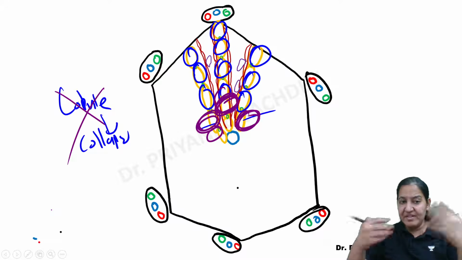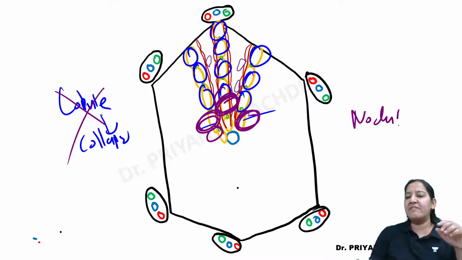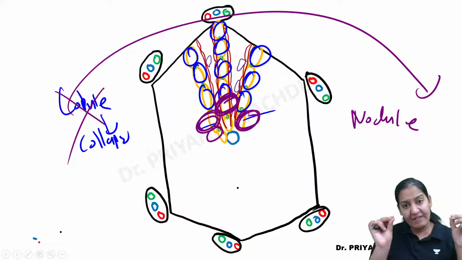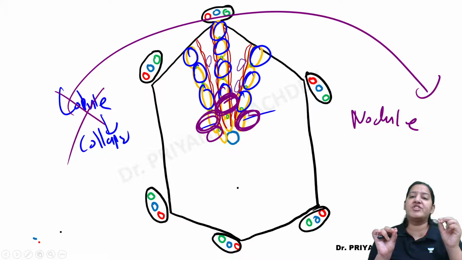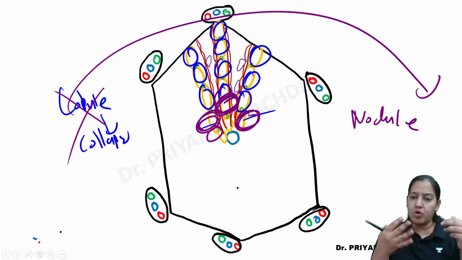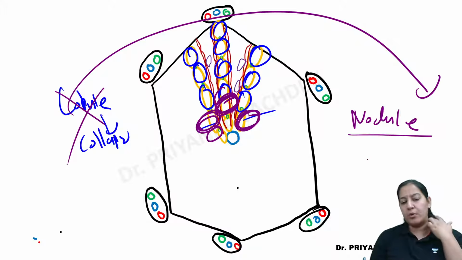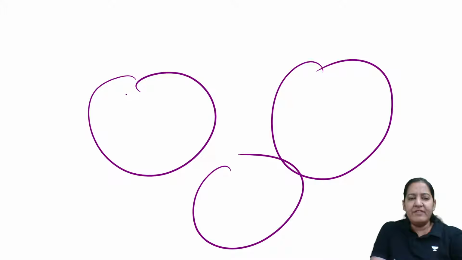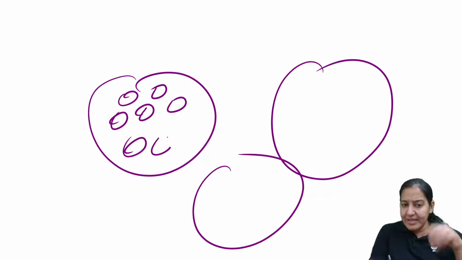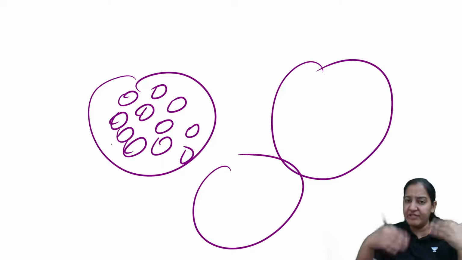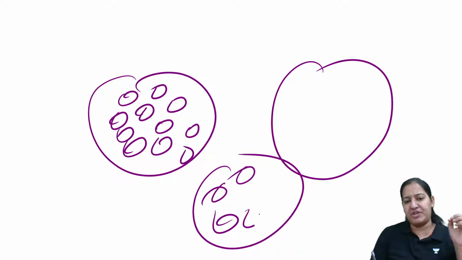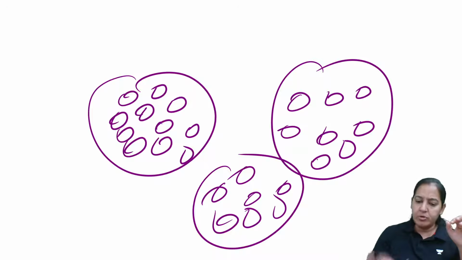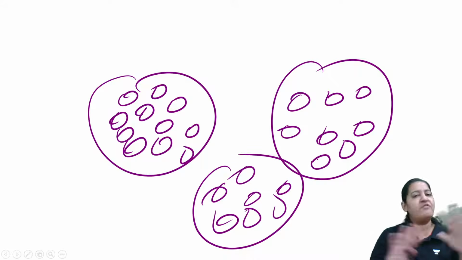Now the surviving ones will divide and they will form nodules. That's why the lobule gets converted to nodule. The surviving hepatocytes which are not dead by the injurious agent will do regeneration and try to compensate, and they will result in the formation of nodules. So ultimately, multiple nodules are formed like this, inside which multiple hepatocytes are present. All these hepatocytes are formed from the surviving ones which are doing compensatory mitosis or hyperplasia. You got my point?